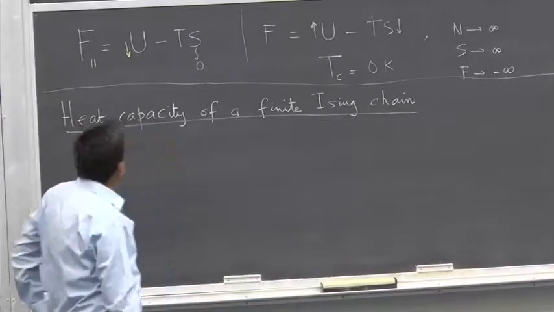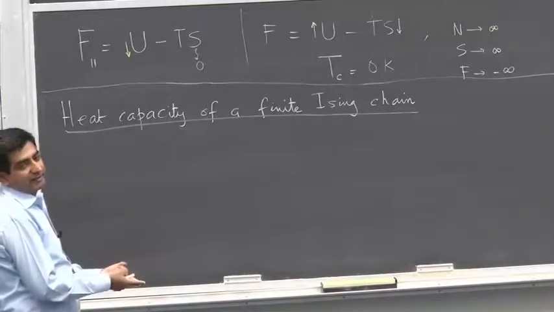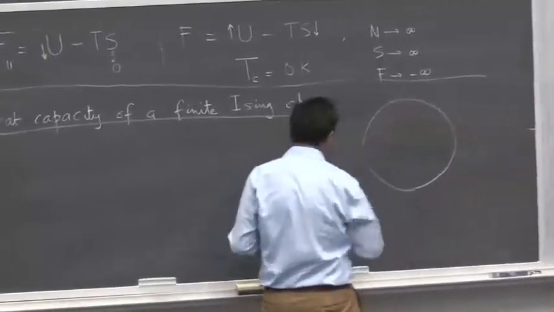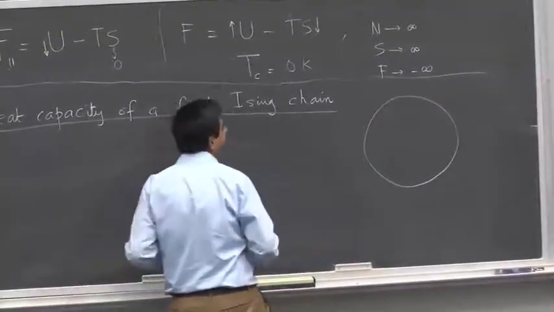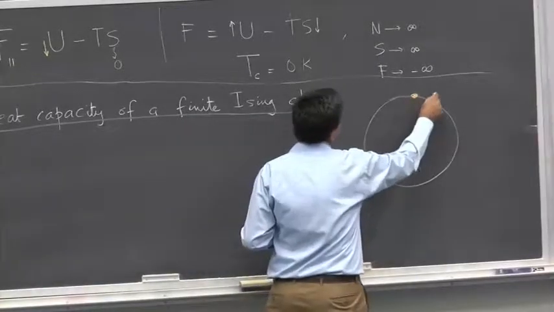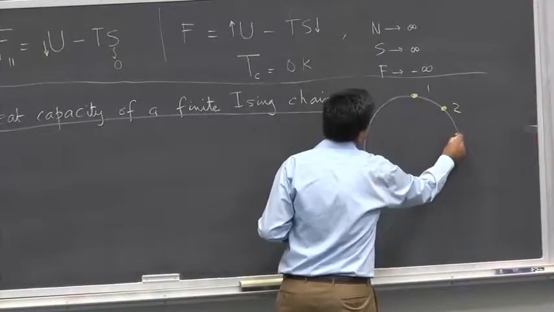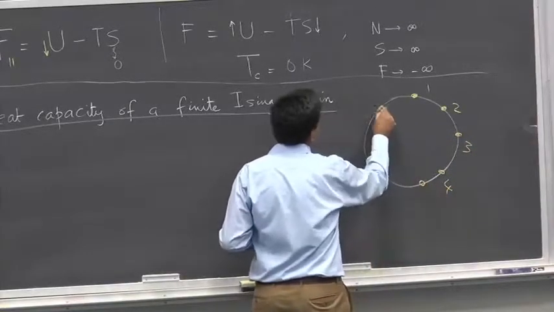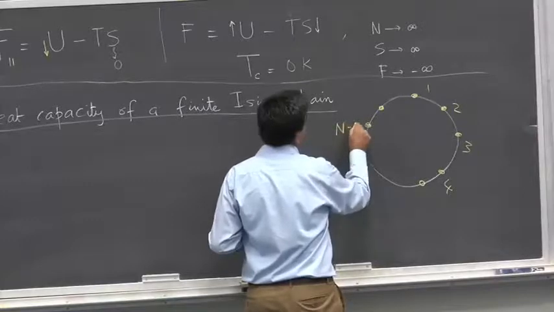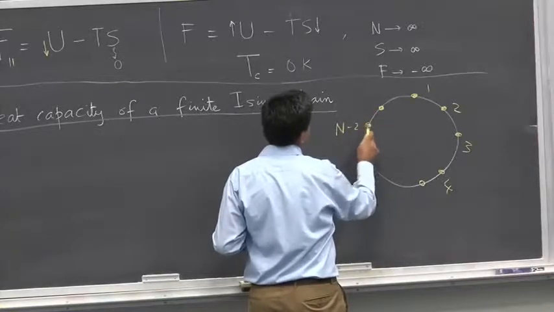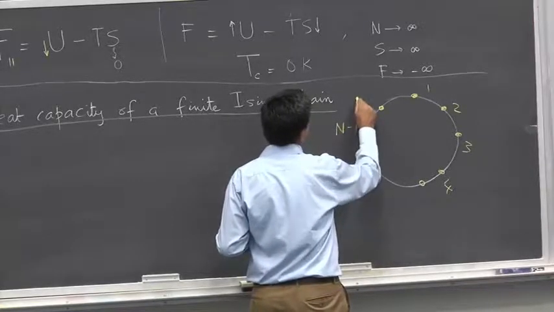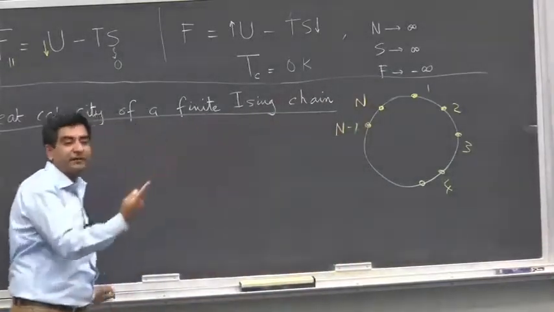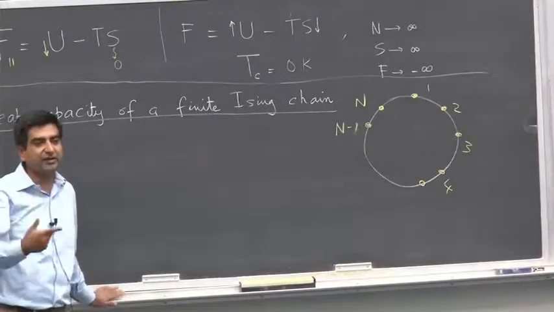Now what we would like to talk about is an Ising chain which is finite and which is periodic. For example, I have a ring of spins and there are n spins on a ring. 1, 2, 3, 4, and so on. And they are coupled through some interaction. Let's suppose we are talking about the Ising interaction.